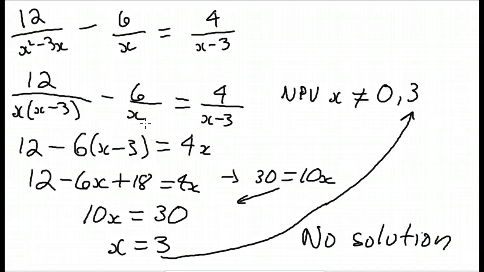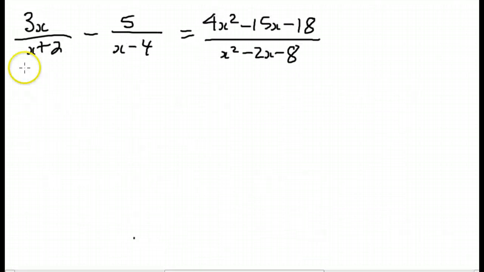Okay, so what are your steps? Factor. From the factored form, state your non-permissible values. Multiply through by the lowest common denominator. Simplify. Solve. Check. Okay, we're going to do one more.